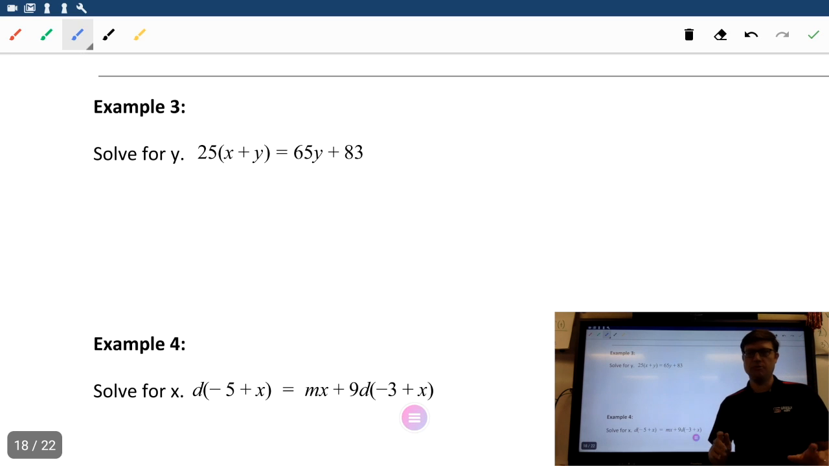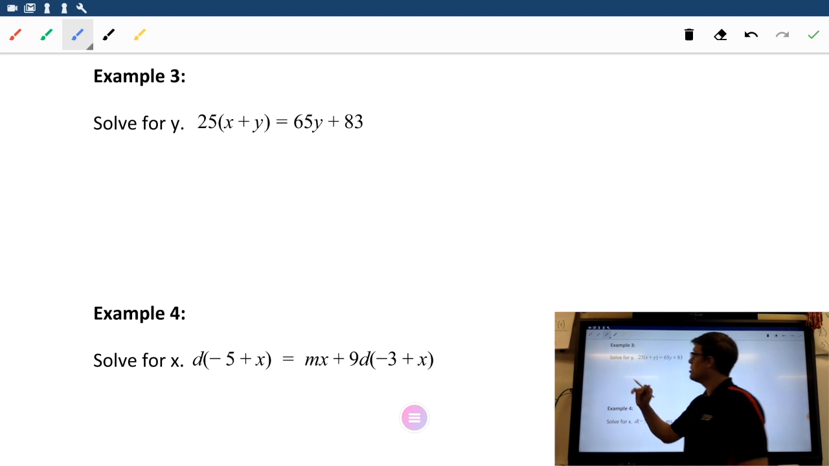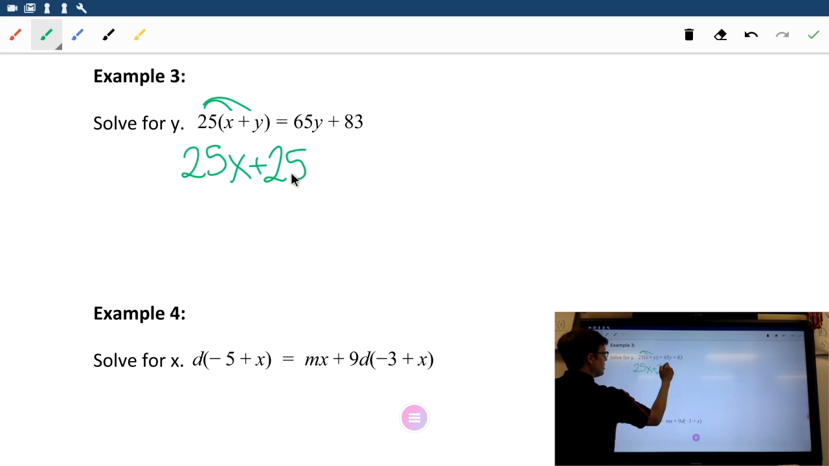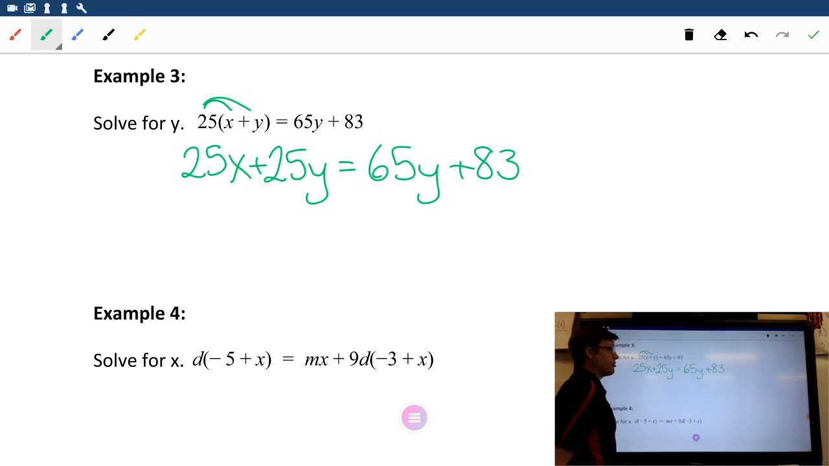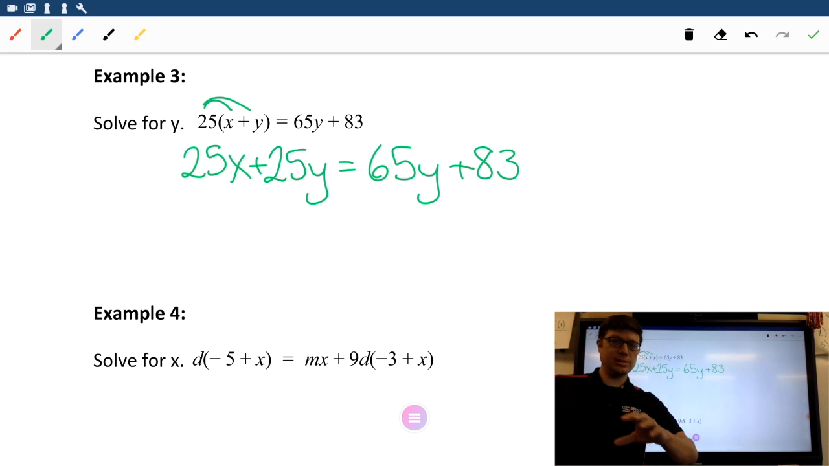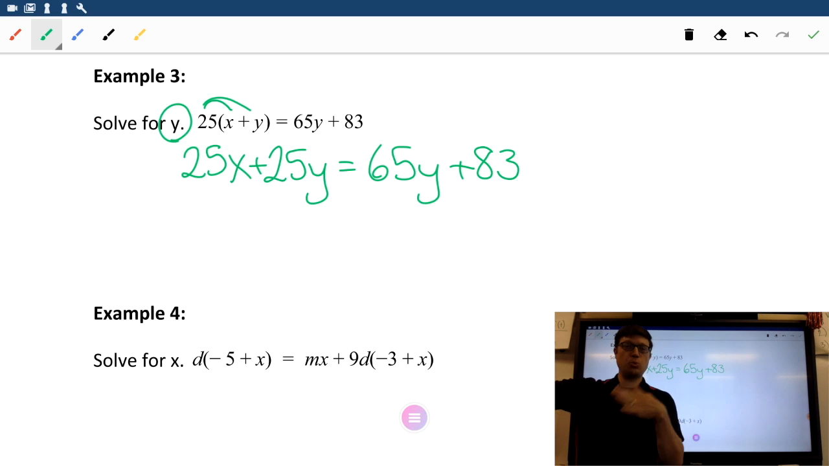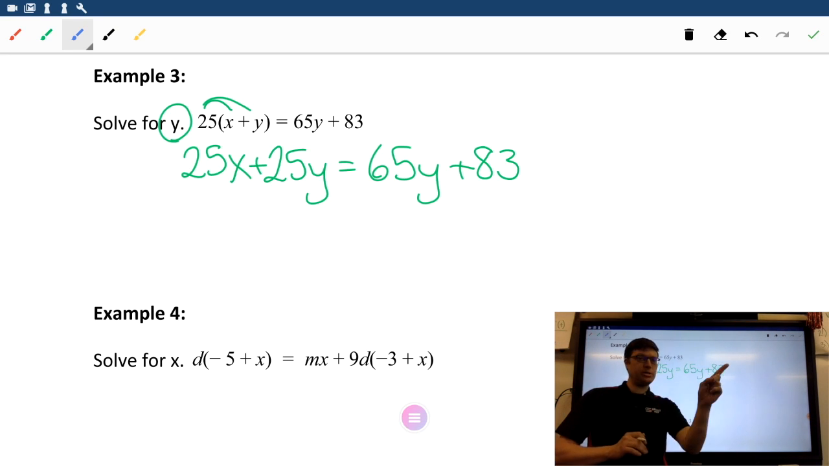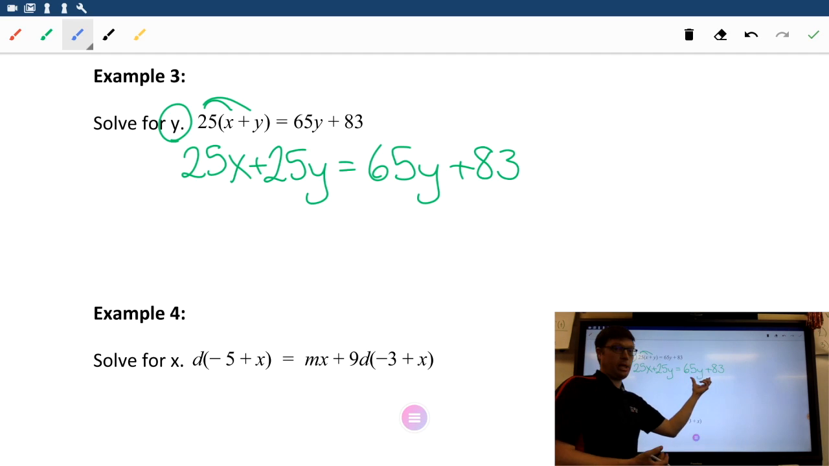Okay, love these questions. Solve for y. First thing, get rid of the parentheses. So distribute. 25x plus 25y equals 65y plus 83. Step one in solving for y is to move the x's to one side and the y's to the other. And that will happen when you have a choice. You can move either the 25 or the 65. I prefer to cancel the smaller number. That way I have a positive integer when I'm looking at what this number should equal.